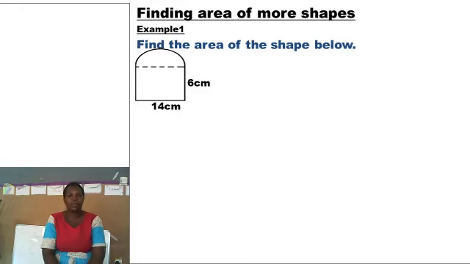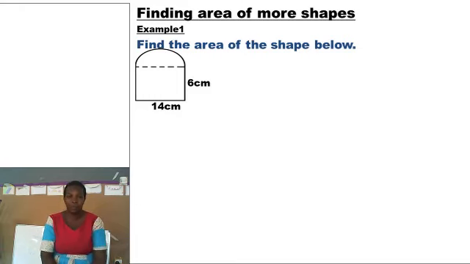But before we look at this lesson, we need to make a review of what you did in the previous lessons. Remember, you learned about area of triangles, area of quadrilaterals, and area of parts of a circle. So we shall use that knowledge to look at finding area of more shapes. And looking at finding area of more shapes, we shall look at combined shapes.